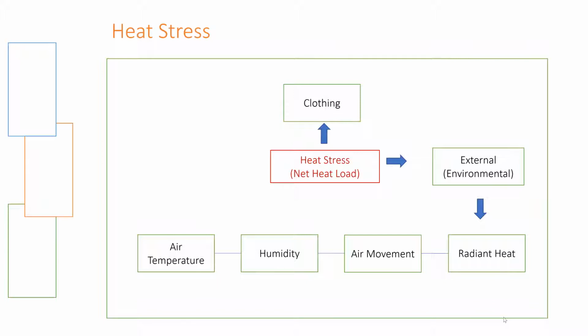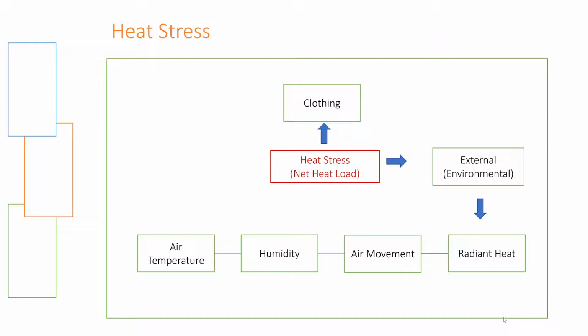Under the external environment, that heat can come from radiant heat. It can also come from air movement. When the air is moving faster, it tends to take away a lot more heat from the body than if the air is not moving as fast. Humidity also plays a very important role in the heat stress that the body is subjected to. In its simplest terms, humidity is a measure of the water content of the air.